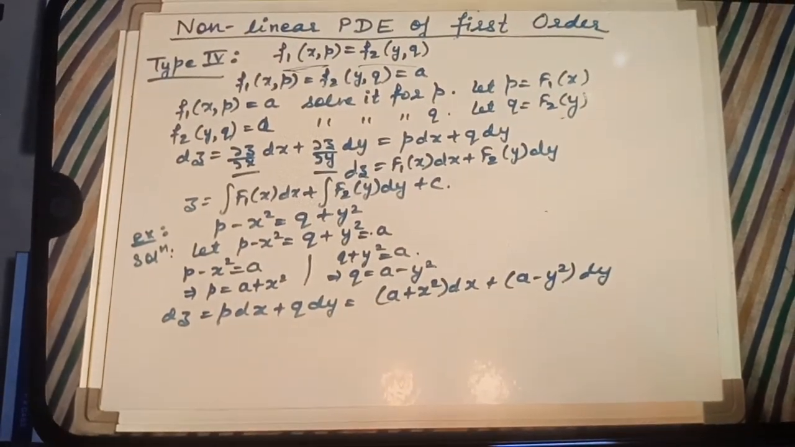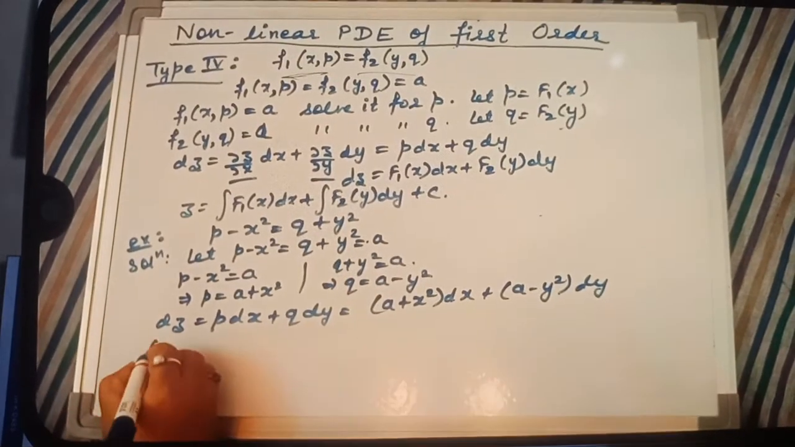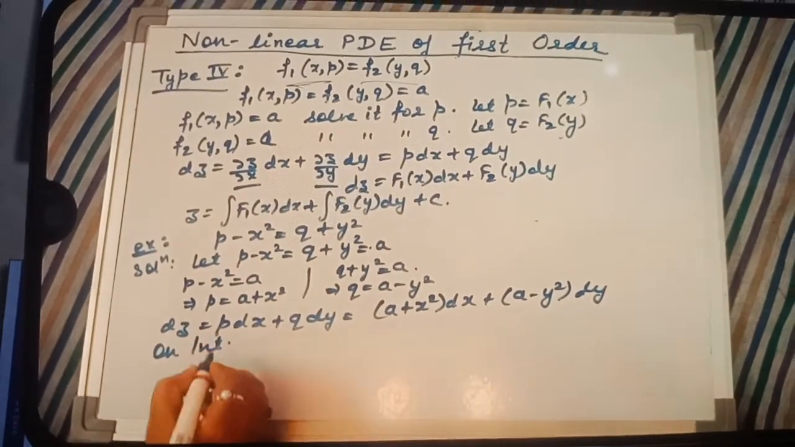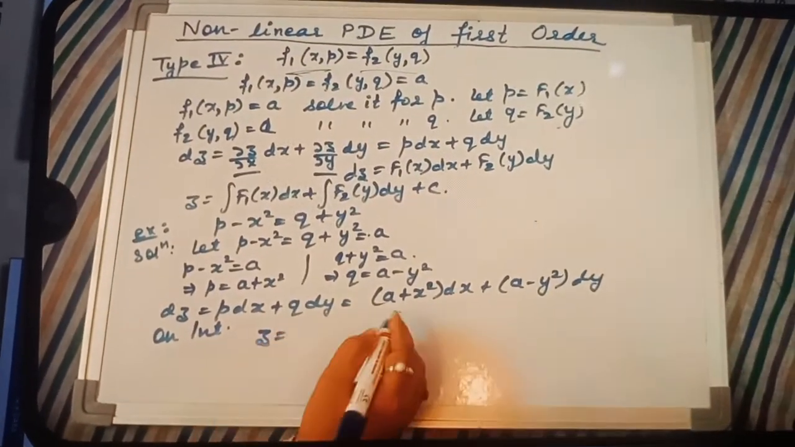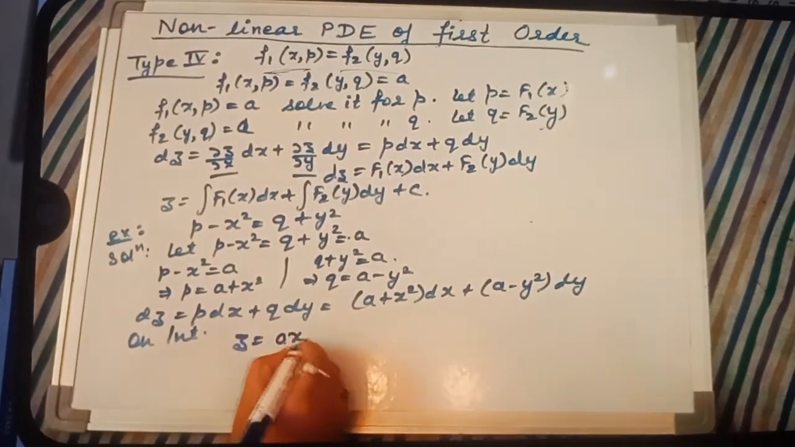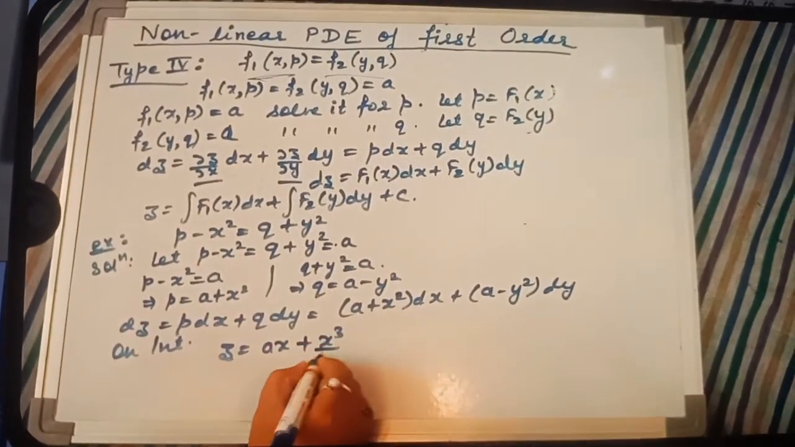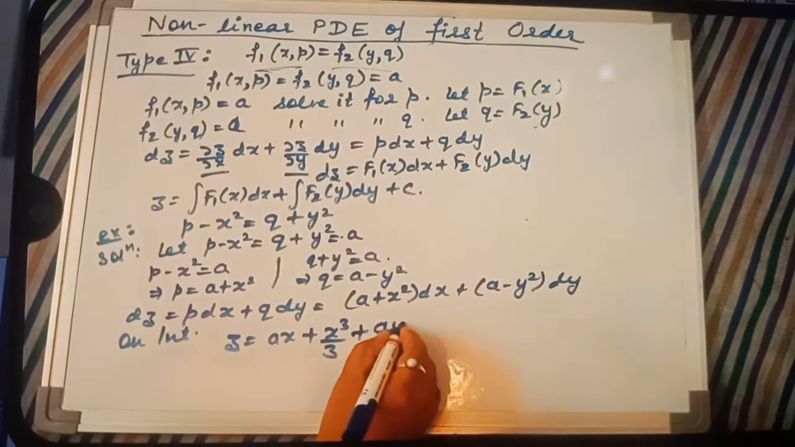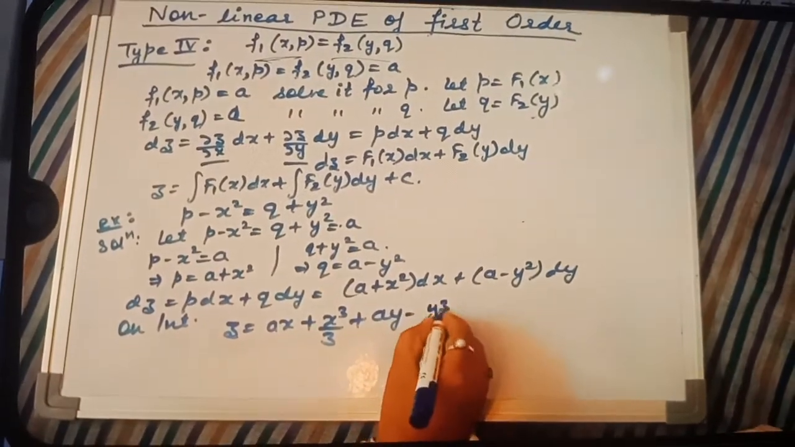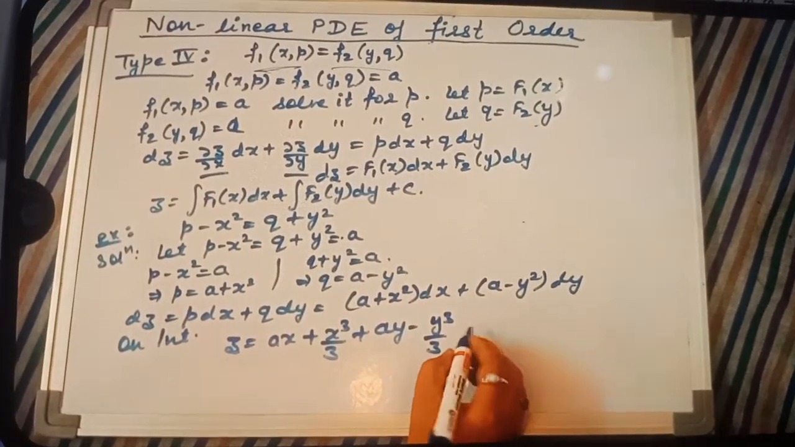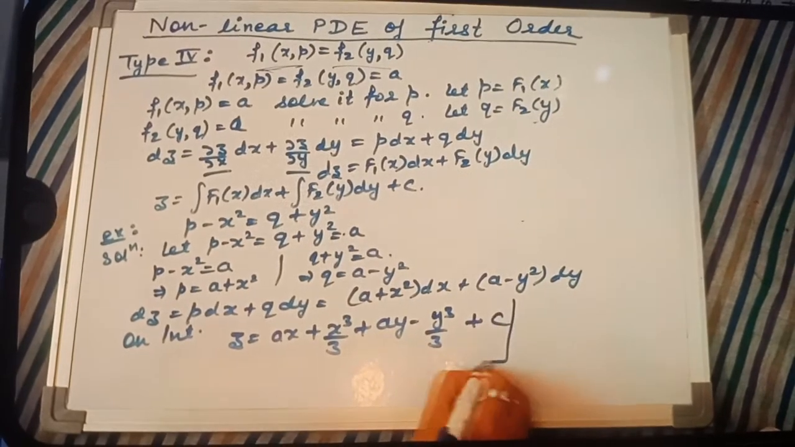Okay, now on integration we get z equal to ax plus x cube by 3 plus ay minus y cube by 3. Okay, plus integrating constant c.